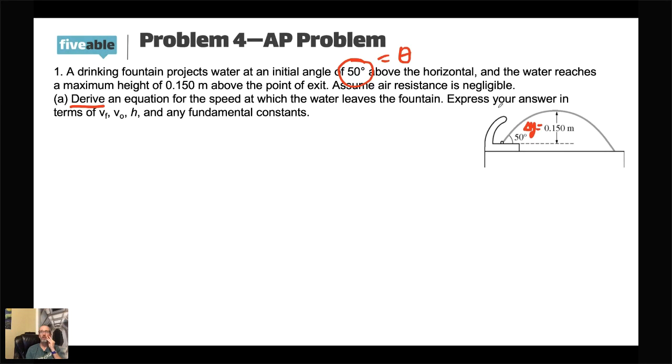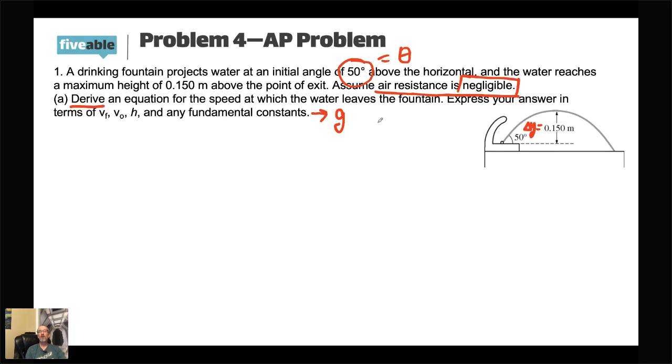They want us to express our answer in terms of VF, VO, H, and any fundamental constant. So probably the constant that you typically will use in a lot of these is going to be gravity. If it's a projectile motion problem, we know it's on the Earth, and there's probably no air resistance. They said that right here: air resistance is negligible, so the word negligible means that you can ignore it, you don't need it at all.